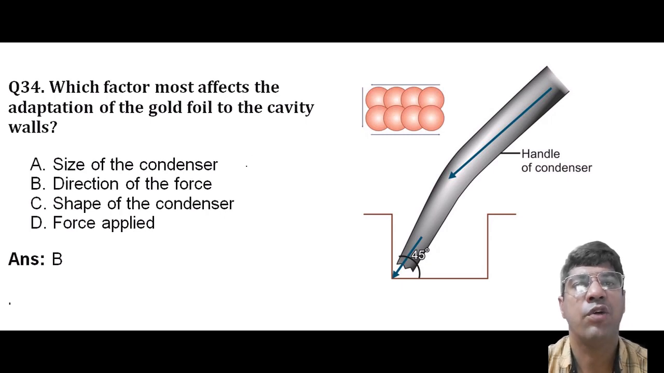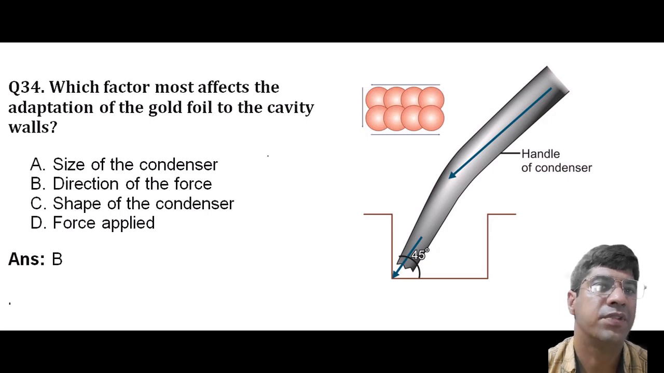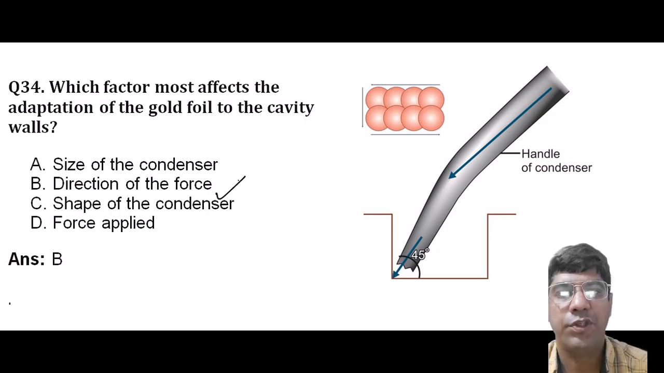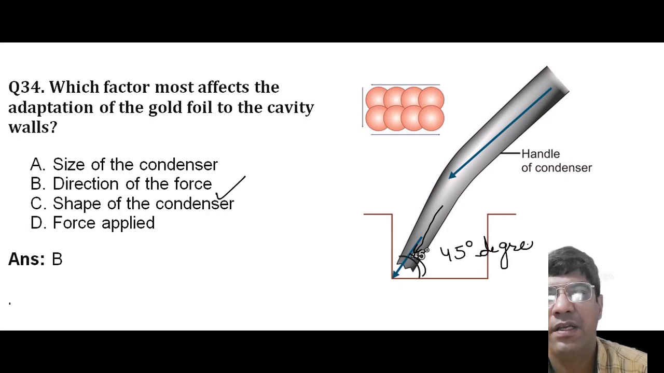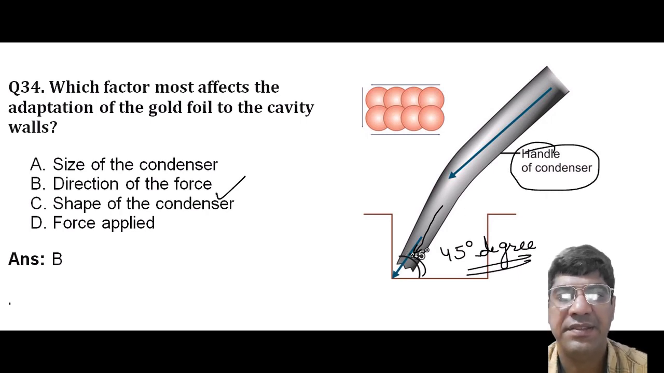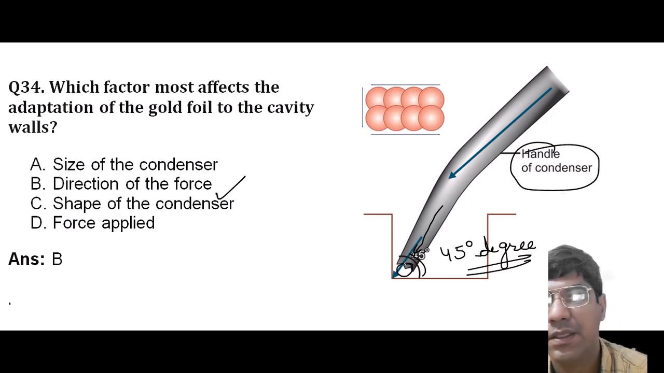Next question: the factor that most affects the adaptation of gold foil to the cavity walls. It's the direction of force that is applied. So in order to ensure maximum adaptation of gold, the force of condensation should be directed at 45 degrees. So this angle is 45 degrees. This is the condenser, and this is the angle at which the force of condensation should be directed.